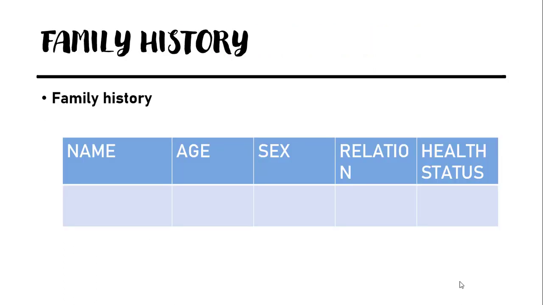Next is family history. In family history, you have to make the columns like this. You can see in this slide. So you have to write the name of the family members, age, sex, relationship of the family members to the patient, and health status of the family members. Writing family history and family tree is very important in a nursing care plan, especially in a psychiatric nursing care plan, because family problems and hereditary factors play a major role in developing different kinds of psychiatric conditions. So you have to write family history properly and in detail in nursing care plans, nursing case studies, and case presentations.